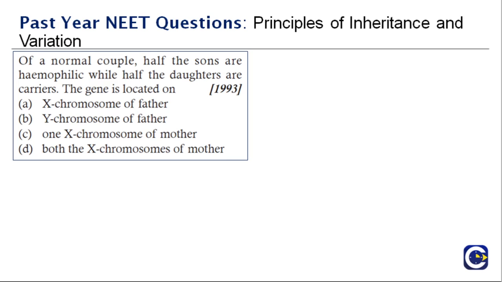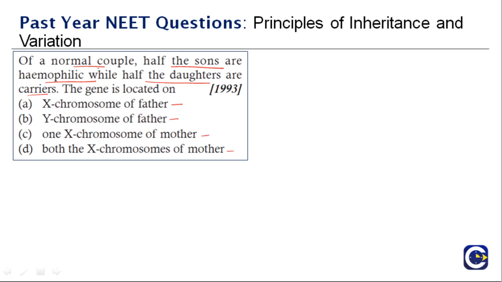Of a normal couple, half of the sons are hemophilic while half the daughters are carriers. The gene is located on X chromosome of father, Y chromosome of father, one X chromosome of mother, both X chromosomes of mother. So read the question again.